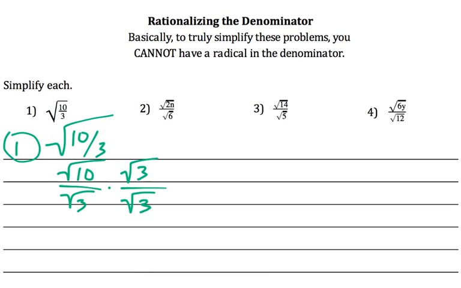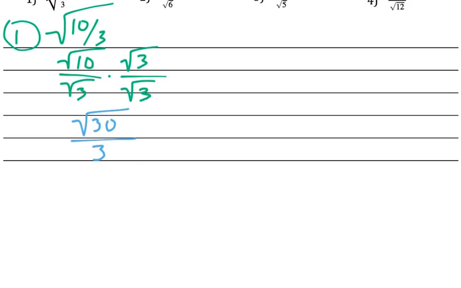Well, the square root of 10 times the square root of 3, I can combine that into one radical. And the square root of 3 in the denominator being multiplied by itself, well, any time you do that, you end up getting rid of the radicals. You're going to be left with 3. And so, assuming that no perfect squares go into it, we're done. Well, 25 is not going to work.